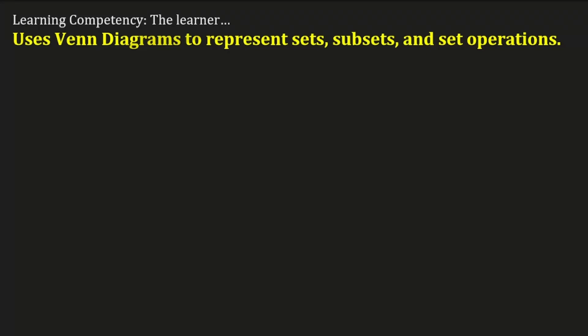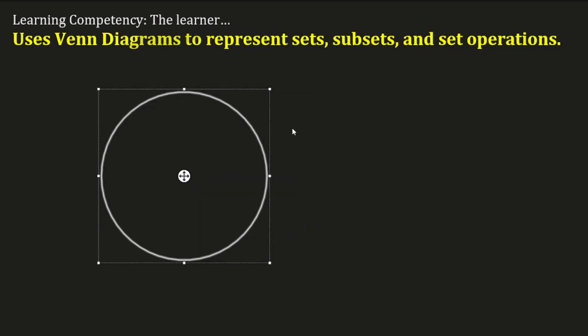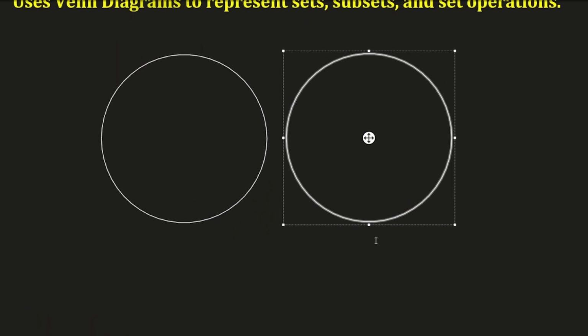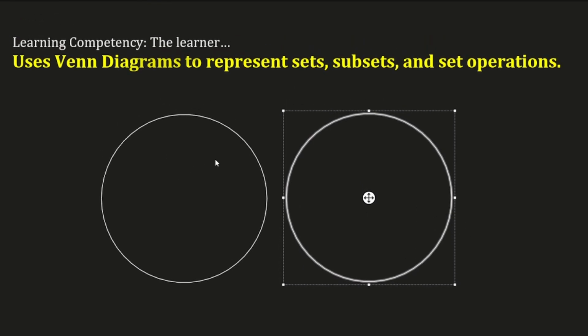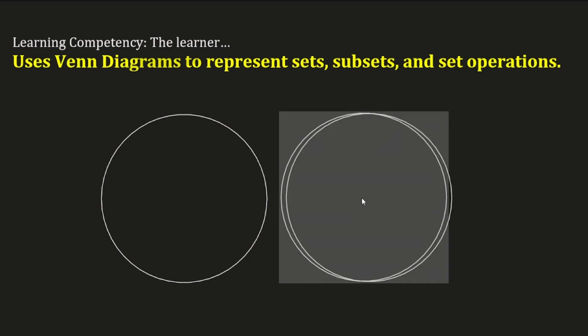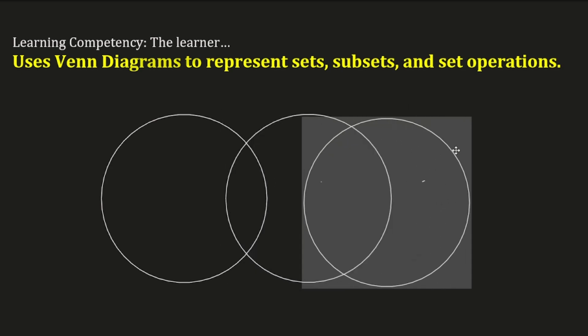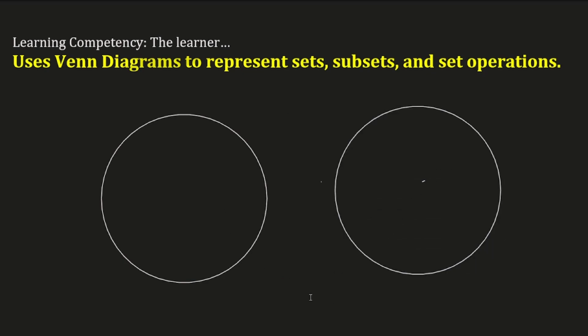After this video, you should be able to use Venn diagrams to represent sets, subsets, and set operations. Venn diagrams use circles, and not just any circle, multiple circles. So it can represent one. Let's add one more. Let's drag it over here. So it uses circles to represent relationships. So if they have some common things, they should overlap. But sometimes if they don't have common elements, they are what you call disjointed.